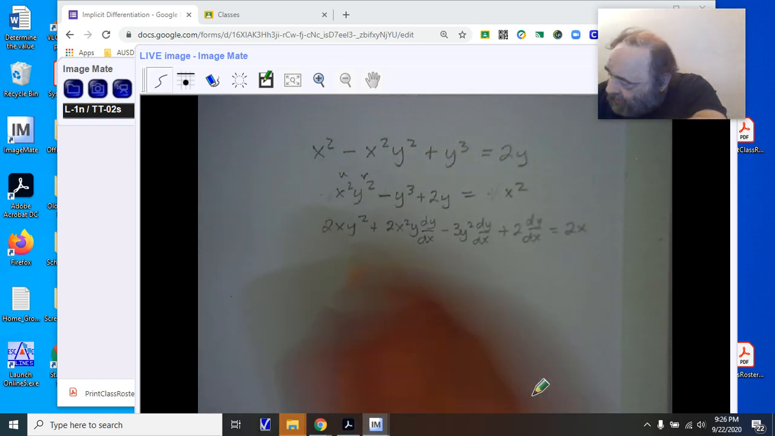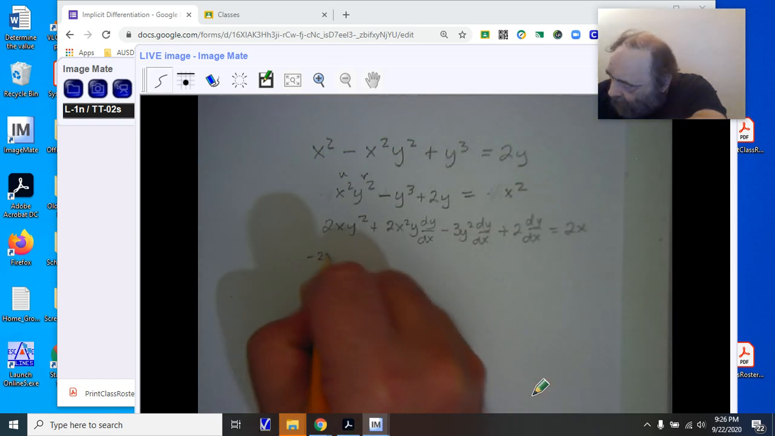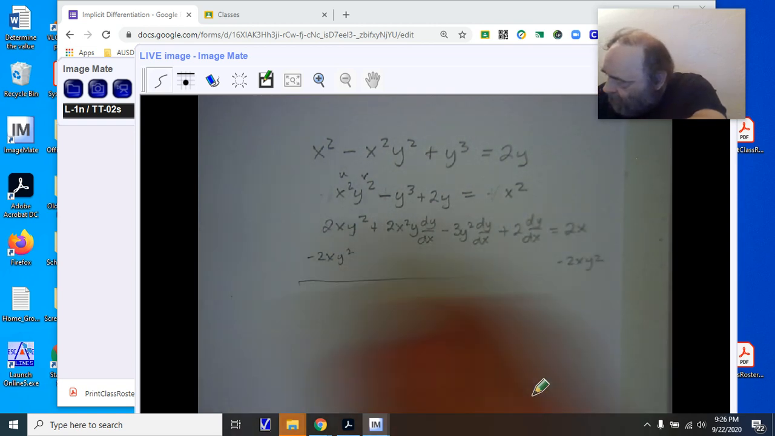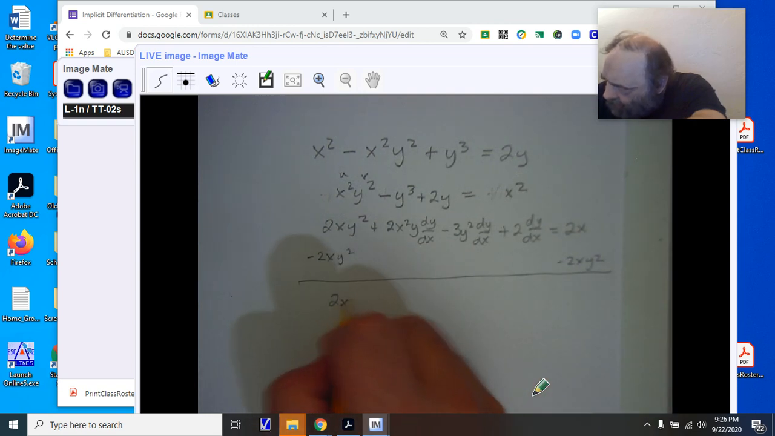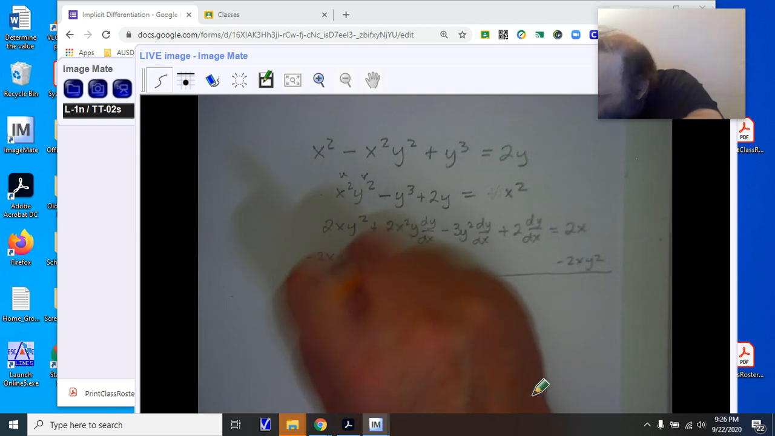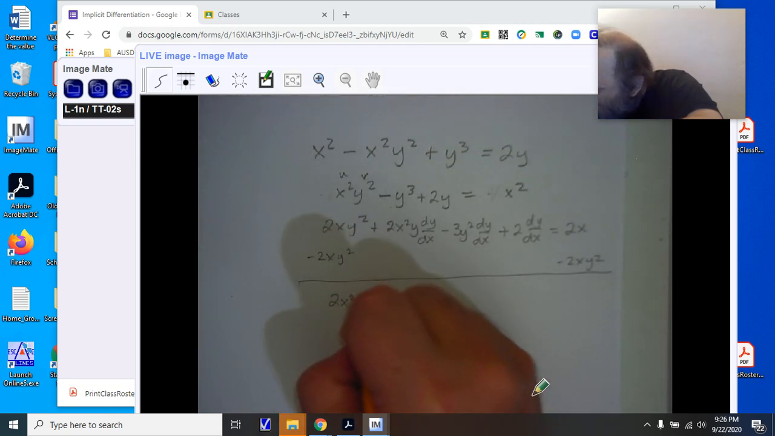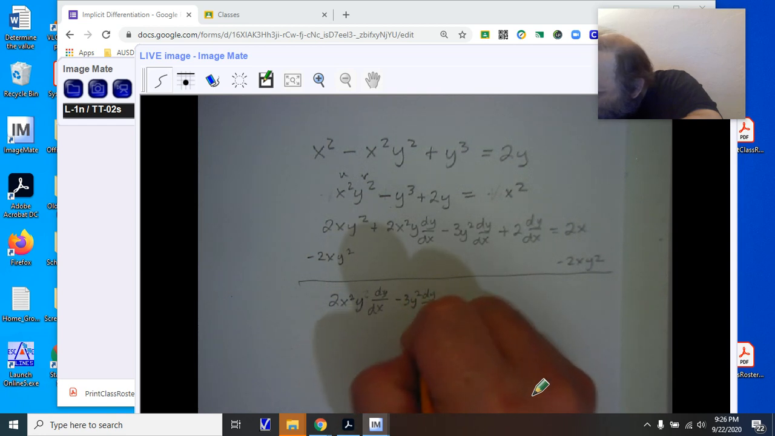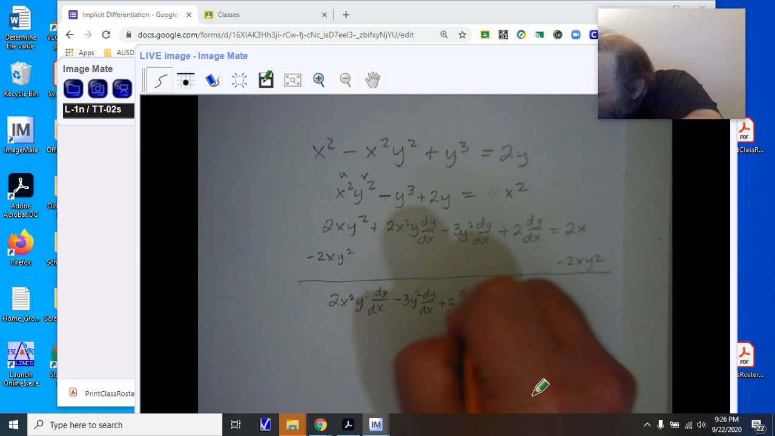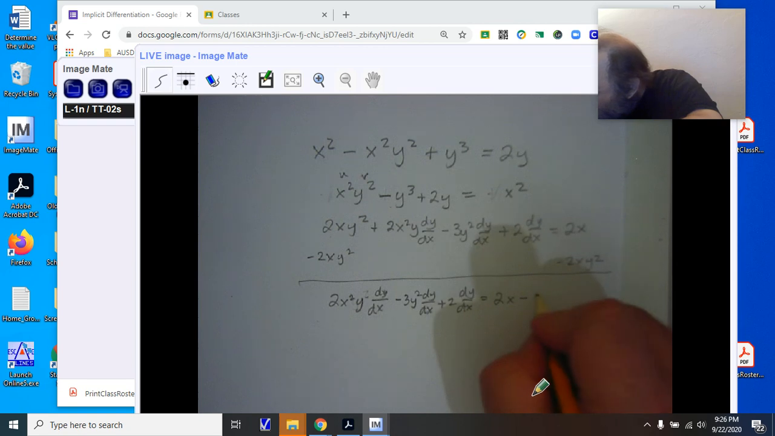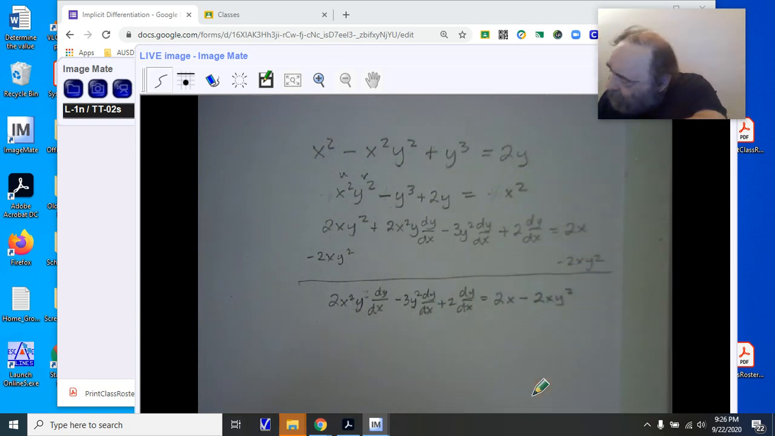We're going to move this piece to the other side. So we're subtracting 2xy squared from both sides. Moving over everything to the left a little bit, I have x squared y dy/dx. We then have this minus 3y squared dy/dx plus 2 dy/dx. And it equals 2x minus 2xy squared.